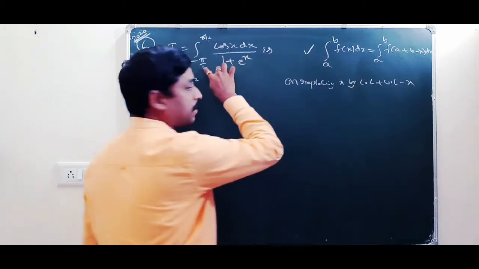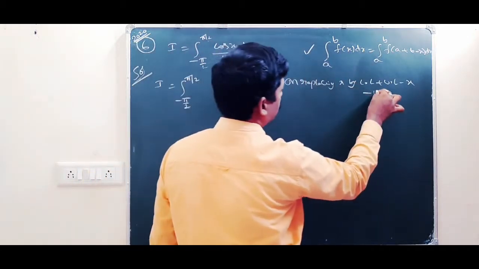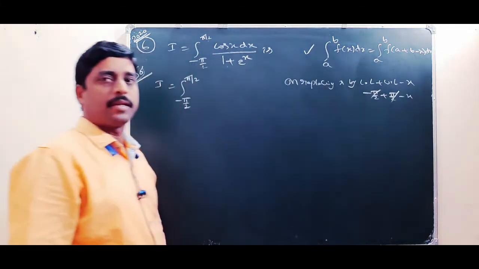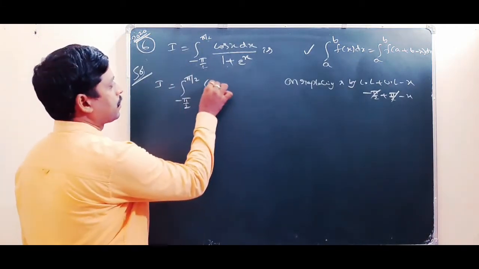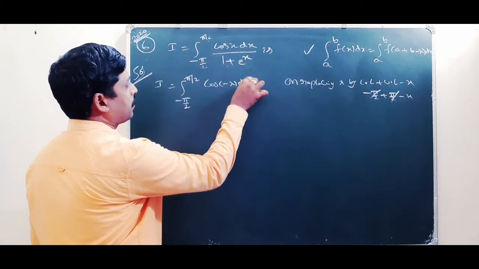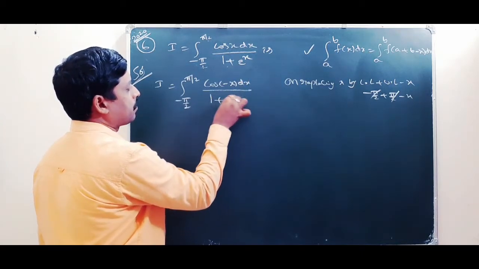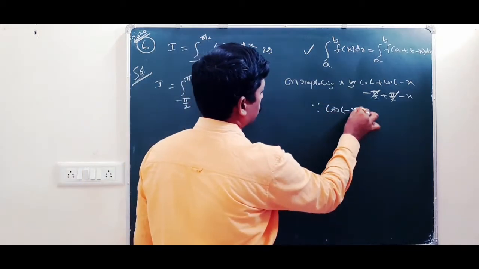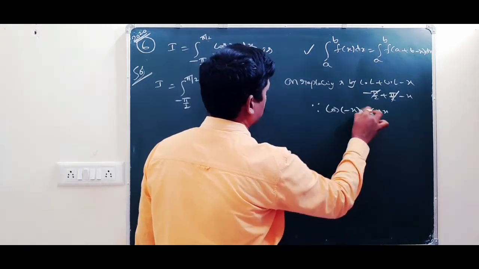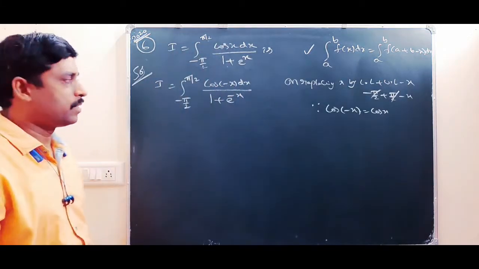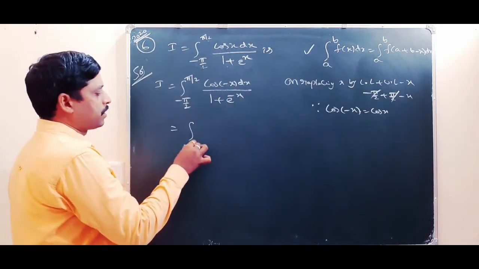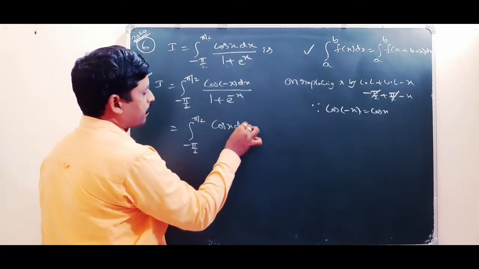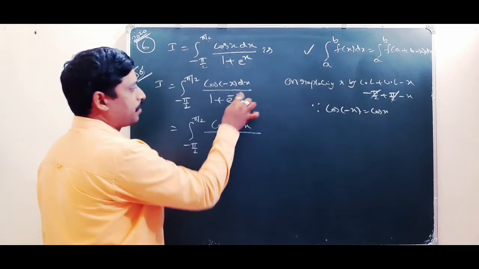What is the lower limit? Minus pi by 2. Upper limit is pi by 2. So on replacing x by minus x, right? Cos of minus x dx by 1 plus e to the power minus x. We have cos of minus x equal to plus cos x. Integral from minus pi by 2 to plus pi by 2 of cos x dx by 1 plus e to the power minus x.